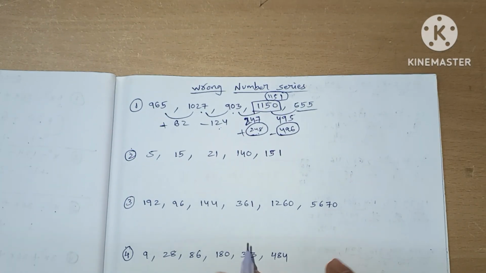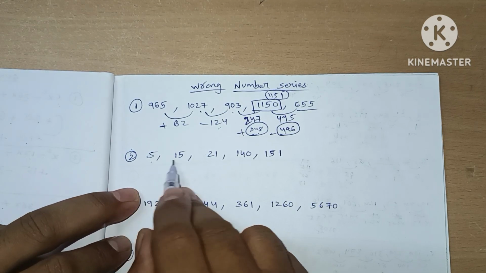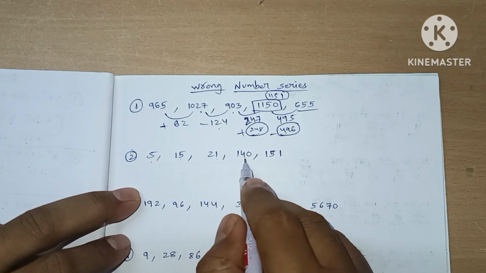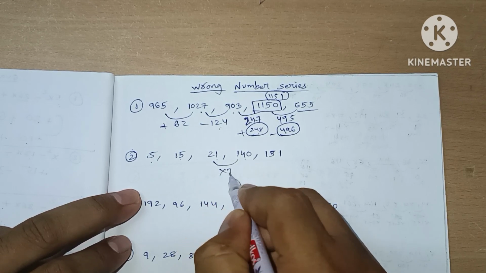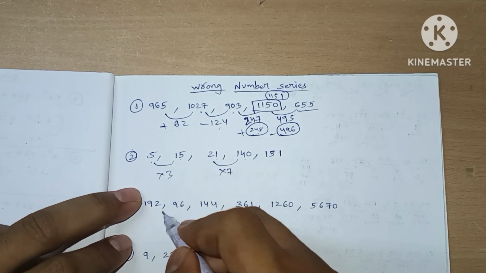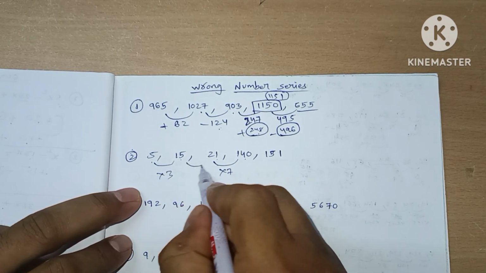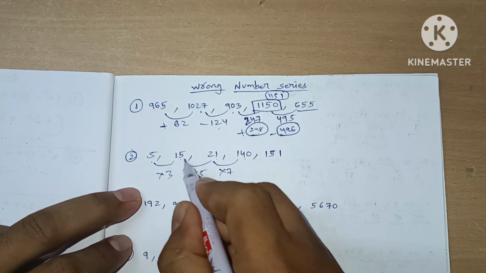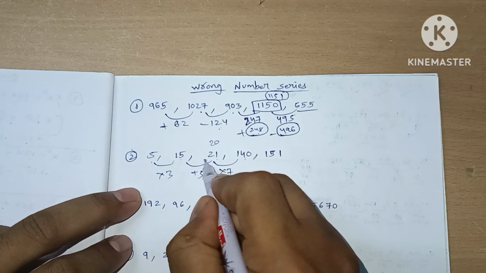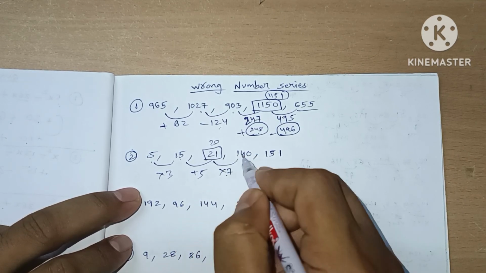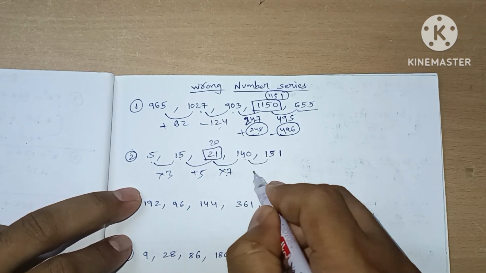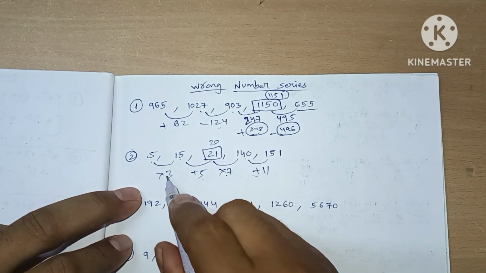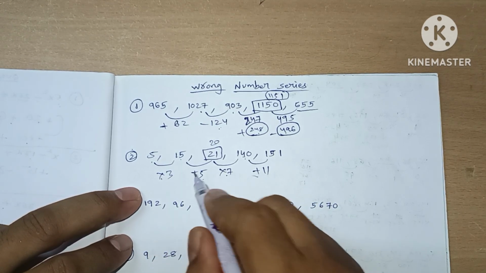Next, second question. 5 becomes 15 and 21 becomes 140. It is nearly 7 times. It is into 3 times. Here we add, let's add 5. We get 20 instead of 21. 20 times 7 will be 140 and we are adding 11. These are prime numbers and one time into and one time plus.